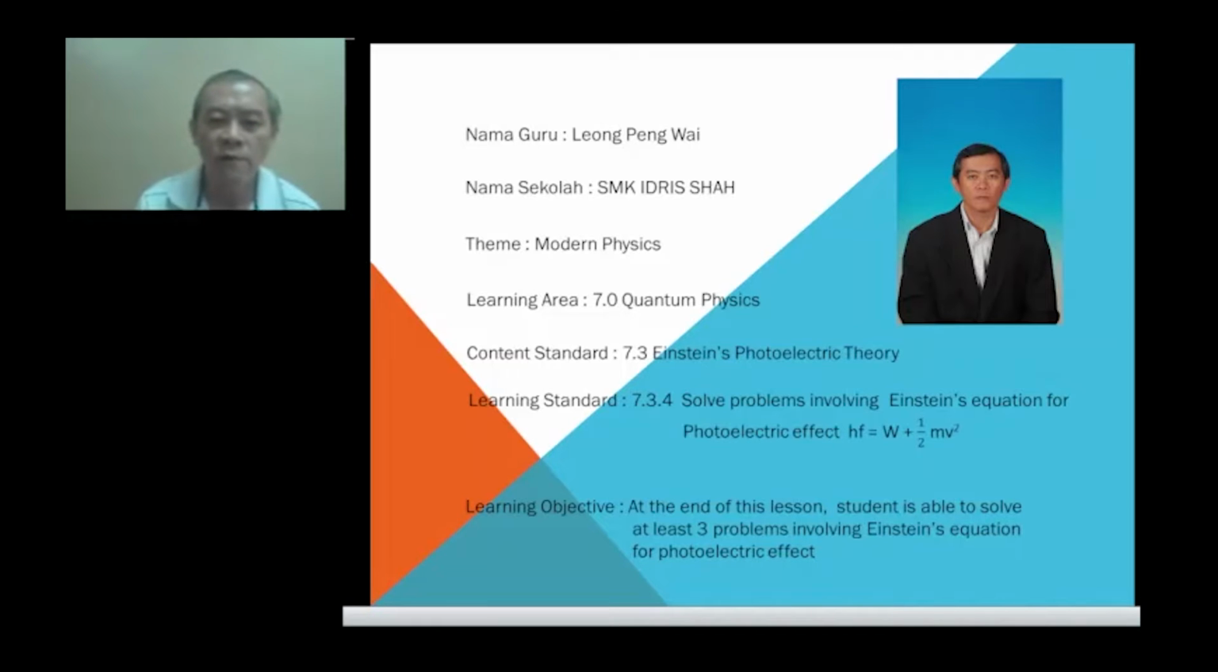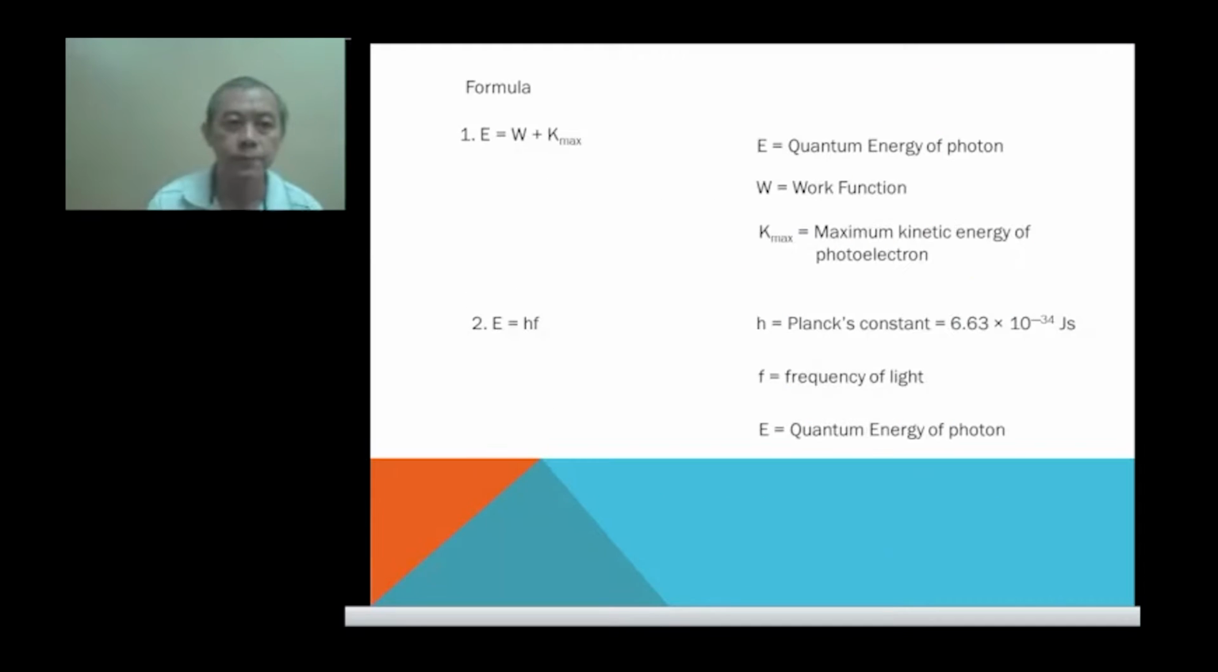Okay, let's look at the formula that will be used in problem solving. So there are six formulas here. Okay, the first, E equal to W plus K max. E is the quantum energy of photon. W is the work function. K max is the maximum kinetic energy of photoelectron.